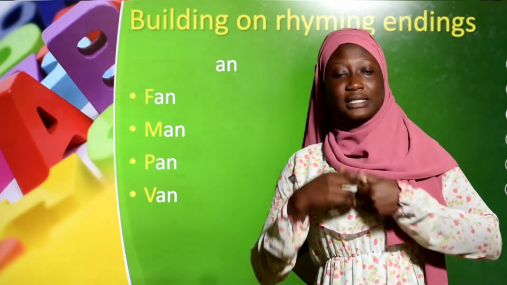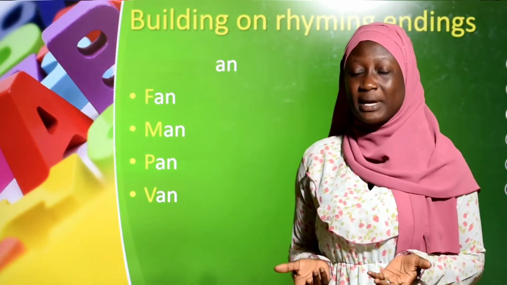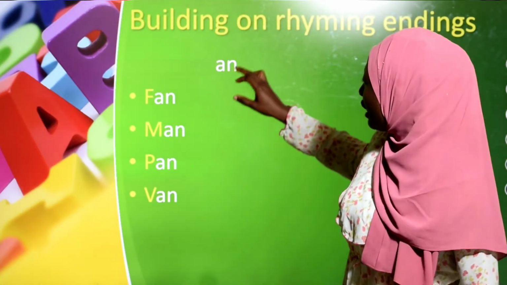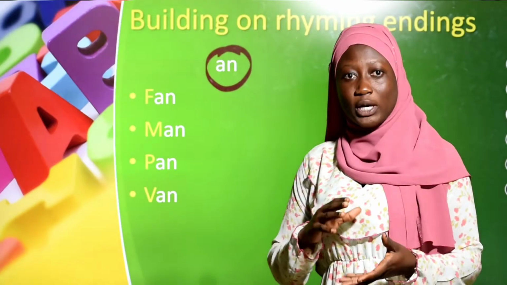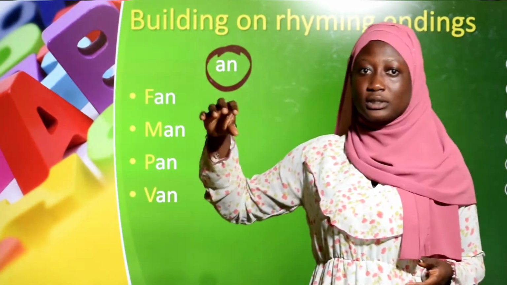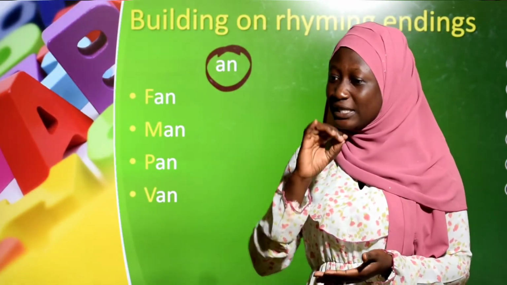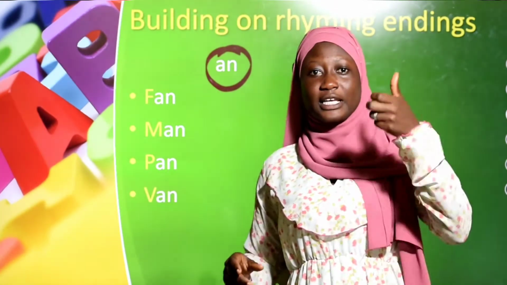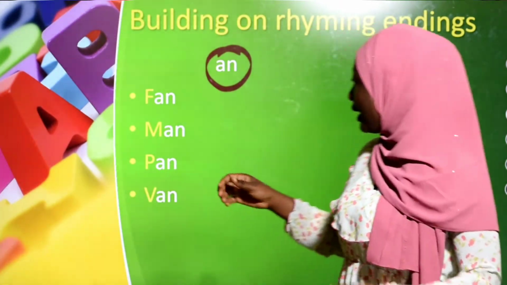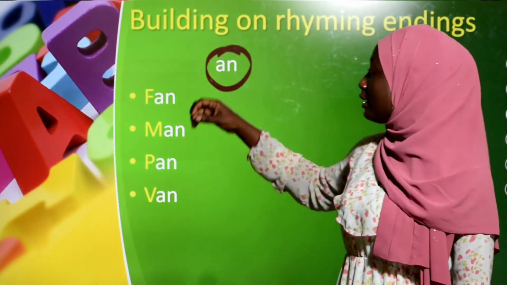We are going to discuss how we build rhyme endings. So you are given a word like an, and you are asked to develop this word for you to get the same sounds. Like you find a word which has the same ending, same sound at the end, but the initial sound will be different. And we have different examples here.